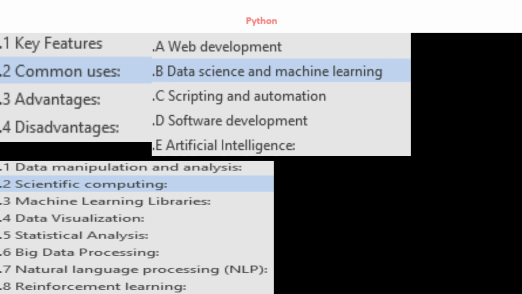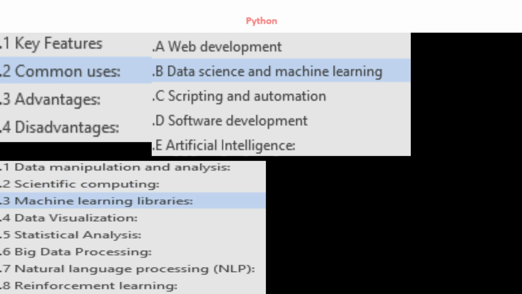Matplotlib and Seaborn. Matplotlib is a plotting library for creating static, interactive, and animated visualizations in Python. Seaborn is built on top of Matplotlib and provides a high-level interface for drawing attractive statistical graphics. Example: creating detailed visualizations like histograms, bar charts, and scatter plots to understand data distributions and relationships using Matplotlib and Seaborn. Machine learning libraries. Scikit-learn.